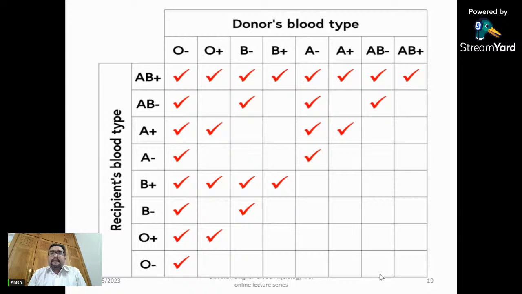Similarly, if the donor is O positive, you can give blood to AB positive, A positive, B positive, or O positive itself. You cannot give this blood to any person with Rh negative status. Similarly, we can understand the other blood groups also: AB positive can give blood only to another AB positive, but can take blood from anyone. So O negative is the universal donor and AB positive is the universal recipient. AB positive can take blood from O negative, O positive, B negative, B positive. So it becomes the universal recipient.